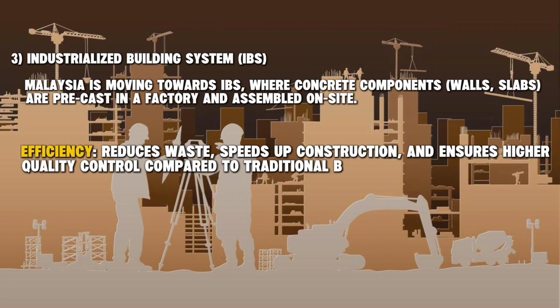And the third point is the Industrialized Building System, IBS. Malaysia is moving toward IBS, where concrete components like walls or slabs are precast in a factory and assembled on site. The efficiency reduces waste, speeds up construction, and ensures high quality control compared to traditional bricklaying.